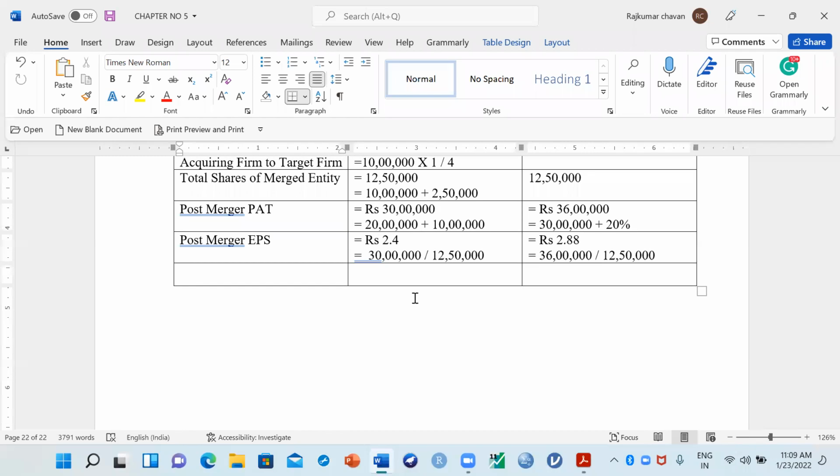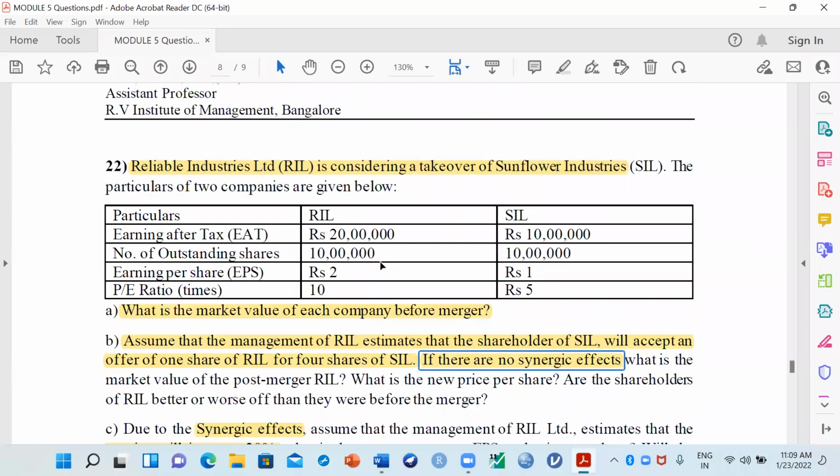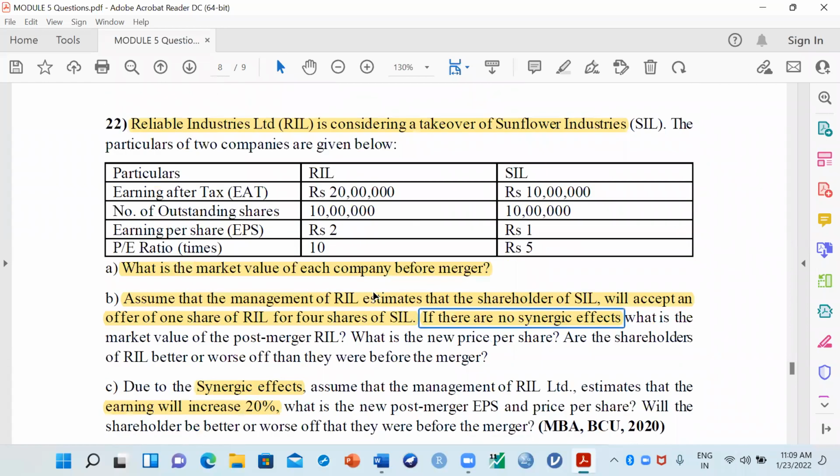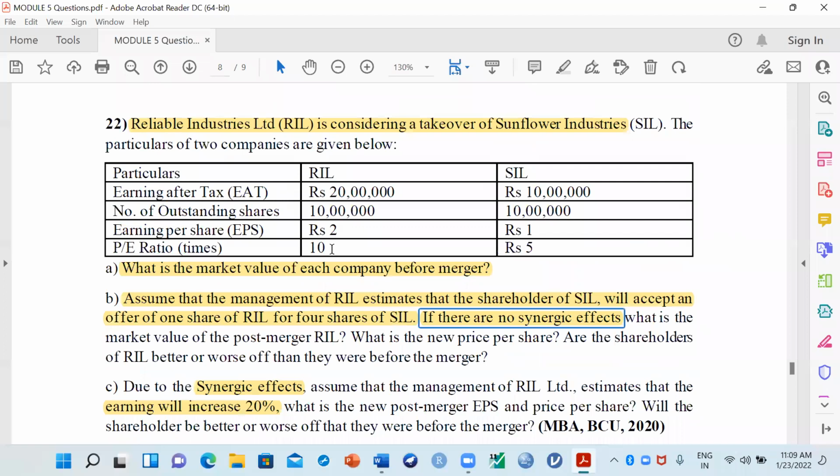Now let us further calculate. Now P ratio, based on P ratio, what we can calculate is the value of the firm. Let us see. If RIL, which is our buying company's P ratio, remains the same, if they are giving that at that P ratio, that number of shares.